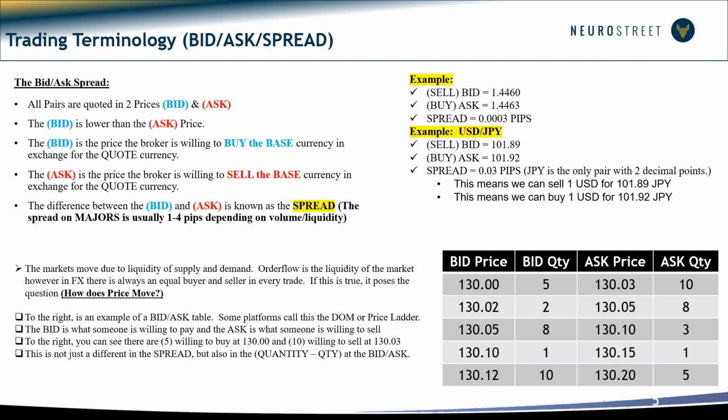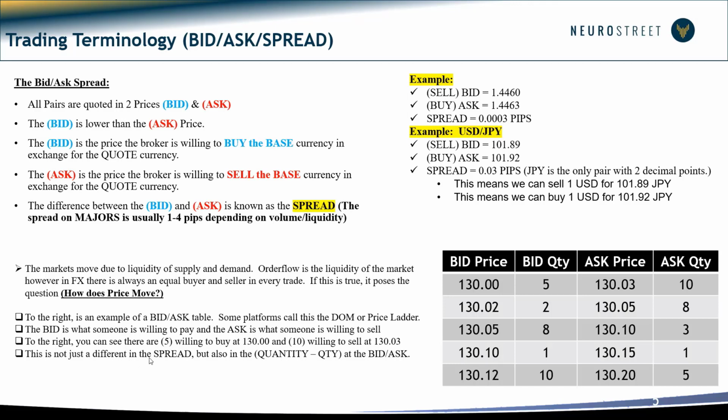So when we look at this from a liquidity provider, the market's moved due to liquidity of supply and demand. Order flow is the liquidity of the market. However, in FX, there's always an equal buyer and seller in every trade. If this is true, it poses the question, how do prices move? Well, to the right is an example of a bid-ask table. Some platforms call this the dome or the price ladder. The bid is what someone is willing to pay, and the ask is what someone is willing to sell.